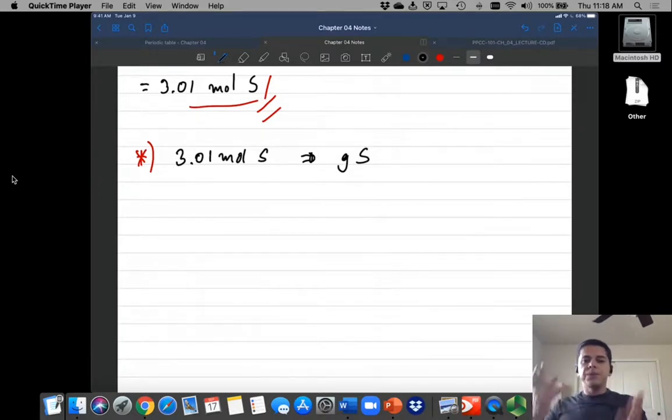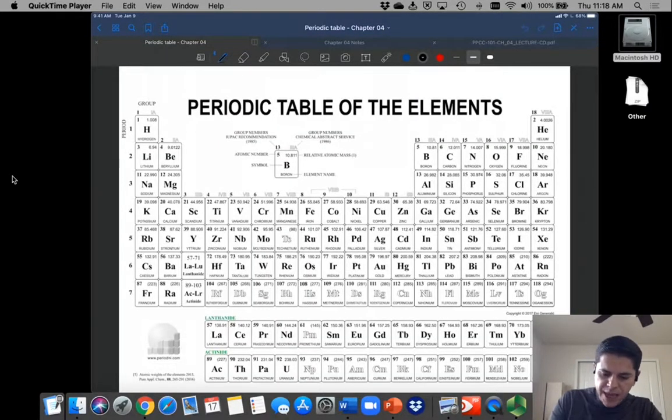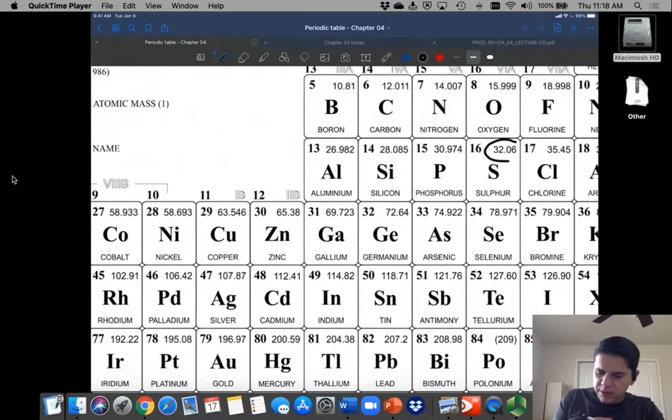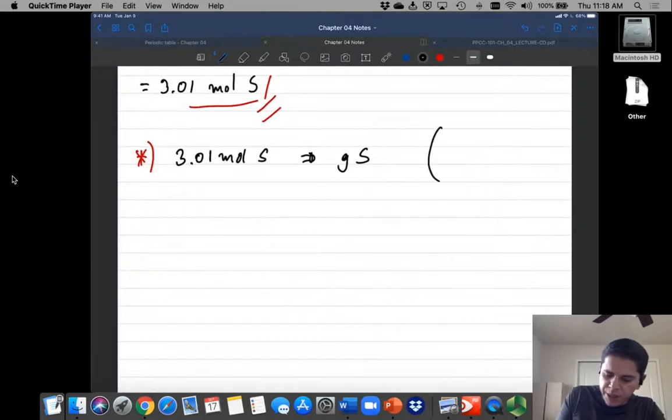So between moles and grams, what are we talking about? Grams per mole. That thing was called a molar mass. Where do we find a molar mass? Oh, in the periodic table. So we go to the periodic table and we look for sulfur, and right here you have it. The molar mass of sulfur is 32.06 grams per mole. So we go back to our problem and we make a quick note of that: 32.06 grams of sulfur per mole of sulfur.